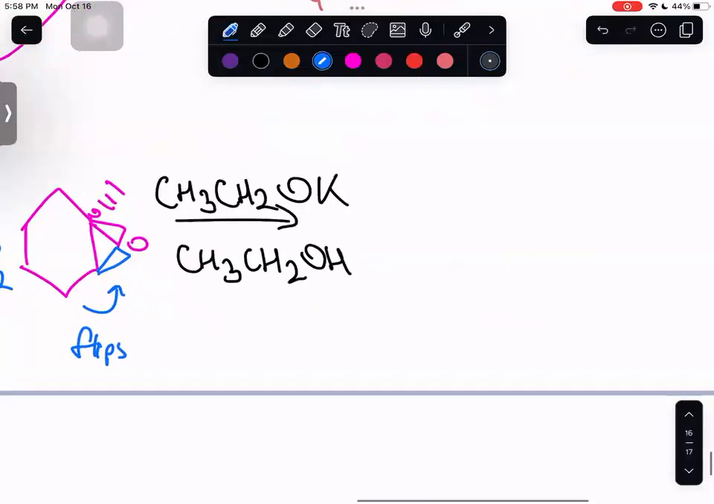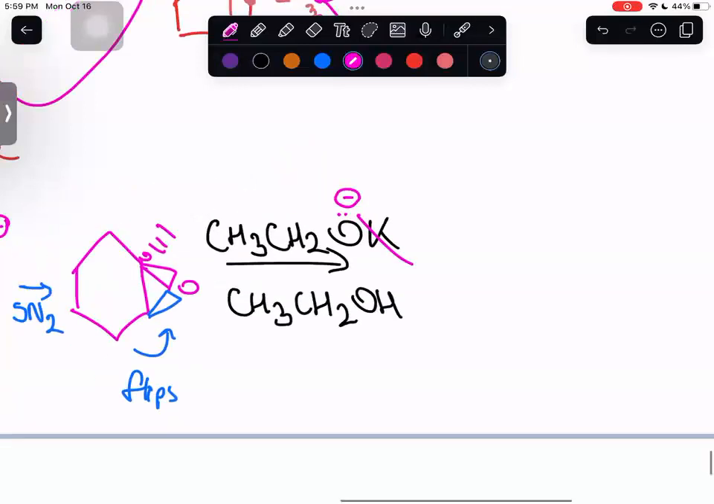Now, we have an epoxide and we have potassium. That guy is an ionic bond, right? So we know that it just goes away and we're left with this. What kind of reagent is that? It's a base. Exactly. Base plus epoxide. What's going to happen? What's the ranking? 1, 2, 3.